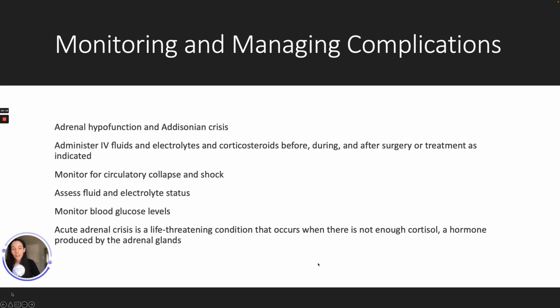Assess fluid and electrolyte status by monitoring lab values and daily weights. We want to monitor blood glucose levels and report elevations to the physician. And for acute adrenal crises, it's a life-threatening condition that occurs when there's not enough cortisol, which is a hormone produced by the adrenal glands.